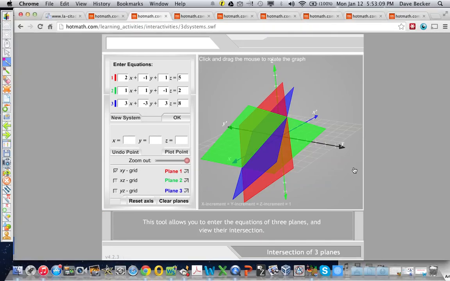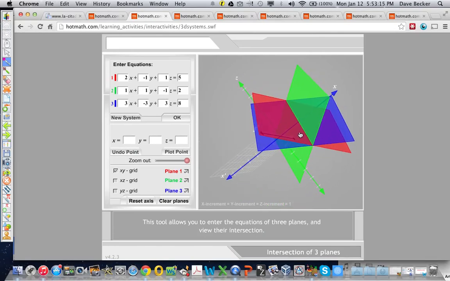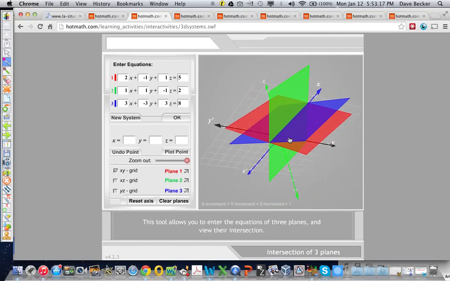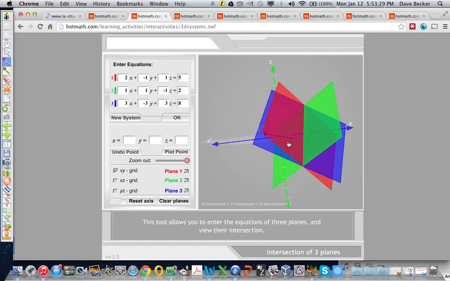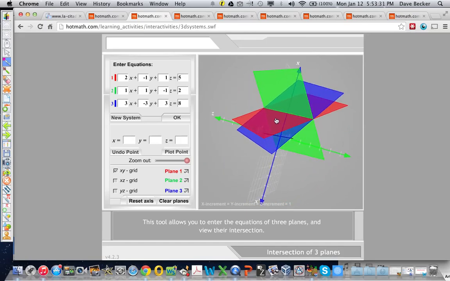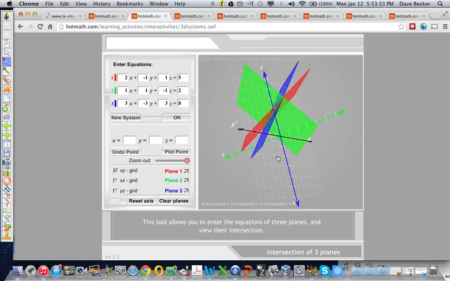Well, I graphed it on the online graphing system here. This is the original system, and you can see where they intersect in a line. Okay, let me reset the axis. I don't know if you can tell. No. Okay. So I'll just spin it around again. Of course, you can go to this website and investigate it further if you would like. But there we go. All right.